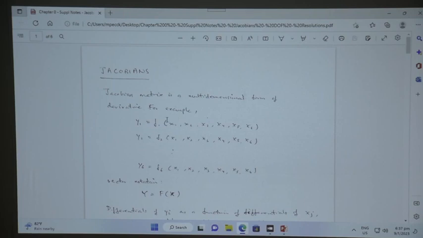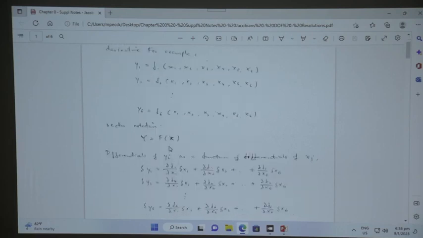If we actually talk about the Jacobian, the Jacobian matrix is not strictly from robotics. It originated in mathematics. In mathematics, it is essentially a multi-dimensional form of derivative. For example, you have y1 equal to f1 of x1, x2, x3 to x6, y2 is a function f2, and then y6 is a function f6. You can represent it in vector notation: Y is equal to F(X).